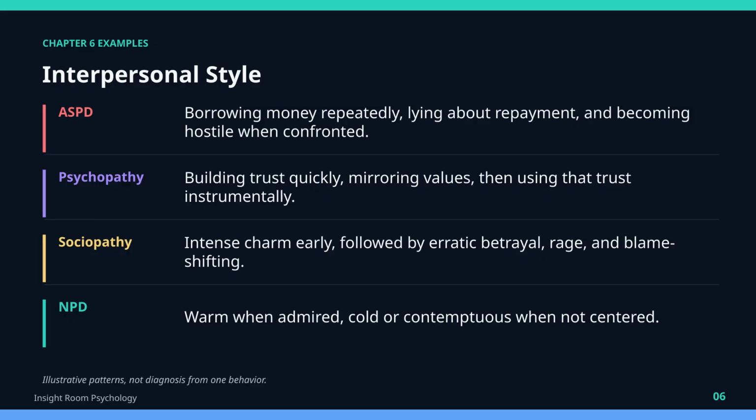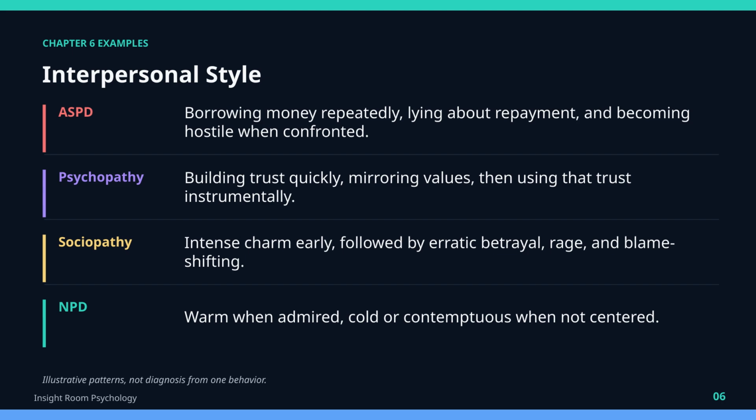With psychopathy, the interpersonal style may be more charming, calculated, dominant, manipulative, predatory, or emotionally detached. For example, someone may build trust very quickly, mirror another person's values, create a false sense of intimacy, and then use that trust instrumentally. With sociopathy, people often use the term for someone who seems manipulative, hostile, unstable, volatile, or unreliable. For example, a relationship might begin with intense charm and closeness, then shift into erratic betrayal, blame shifting, rage, and control. Again, sociopathy does not give us a precise clinical explanation for that pattern.